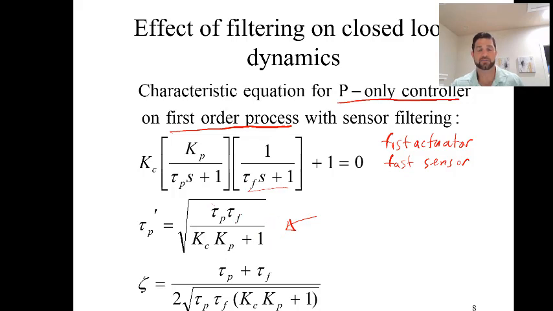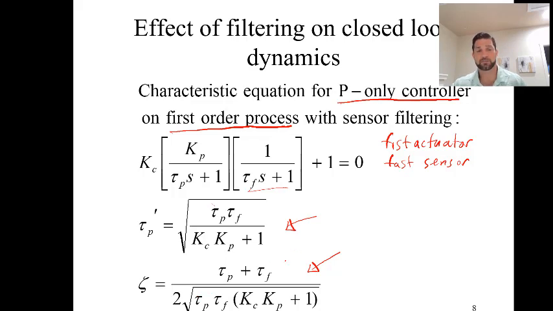We can see the time constant with filtering, because tau f is going to be less than 1, this time constant is probably going to be smaller, but we also have to consider what the values of these terms are as well. In general, we can't really get a lot of information about the time constant, but we can get some information in terms of the damping factor.